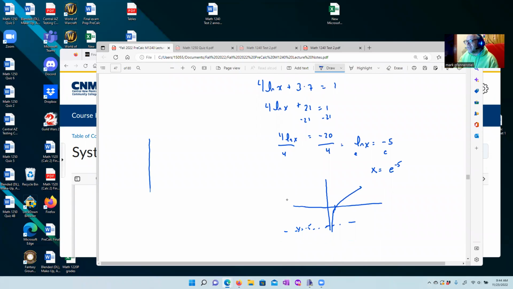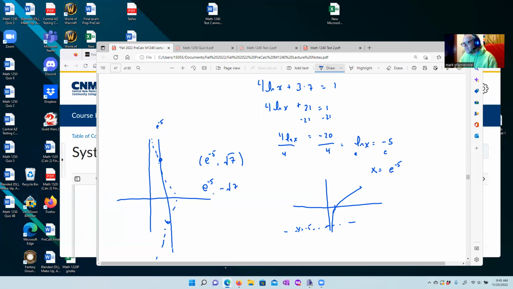So what is it going to look like? We're going to have some kind of a weird curve where it does something like this. And we're going to have like a thing here, where my x value is e to the negative 5. Clearly not drawn to scale. And we've got a positive value and a negative value for our solution here, and that's how we're going to get our two solutions. So our two solutions are e to the negative 5, the square root of 7, and then e to the negative 5, negative root 7.